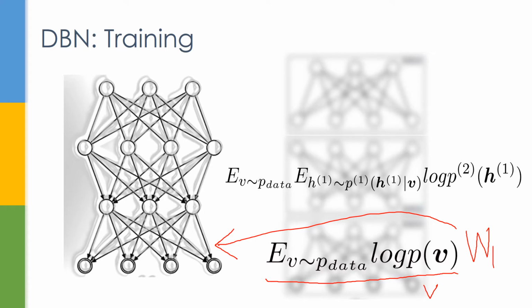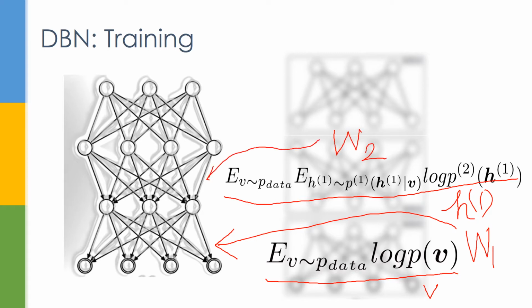we then sample units from the first hidden layer, that is H1. These samples are then used to train the second RBM, and we maximize this expectation. With this, we learn the weights W2, which are then copied to this layer of the DBN. This procedure can be repeated as many times as we want to add as many layers to the deep belief network as desired.